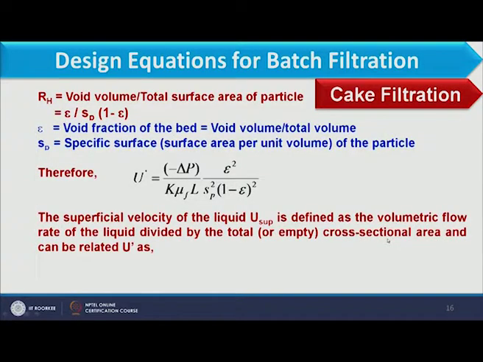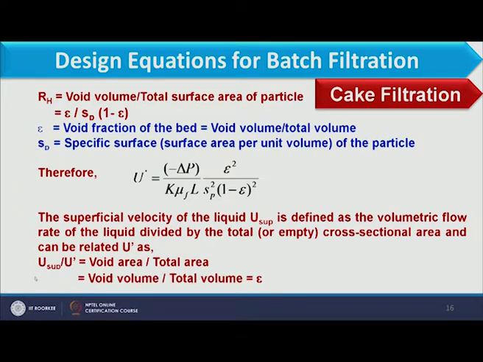Now here we will define another parameter, which is superficial velocity, and superficial velocity can be defined as the volumetric flow rate of the liquid divided by total cross sectional area, and that can be related with U dash. So how we can relate this with U dash? We have defined a factor, that is U superficial divided by U dash. So U superficial is the superficial velocity divided by the velocity of the liquid through cake. Now this U superficial by U dash is defined as void area by total area.